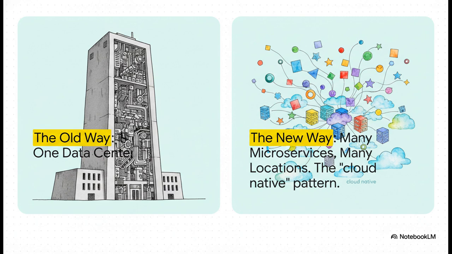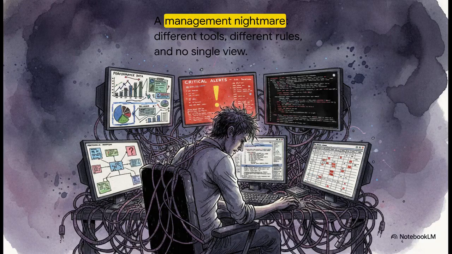Now, this is a huge shift from how we used to build software. We used to have this thing called a monolith, one giant application where everything was tangled together. The new way? Oh, it's completely different. We break that monolith down into maybe dozens or even hundreds of tiny, independent little programs called microservices, and they can live in all those different locations we just talked about.